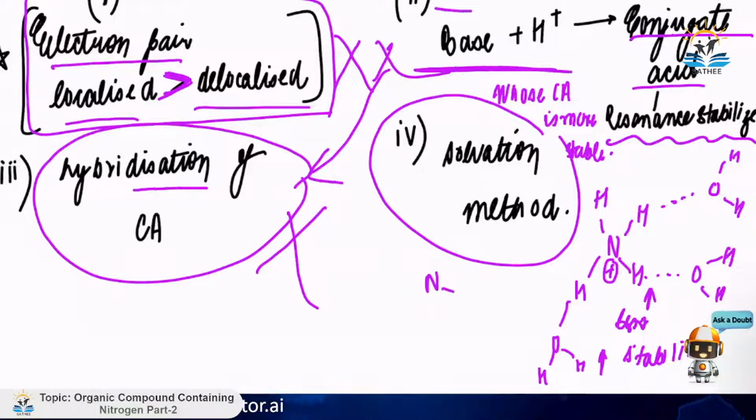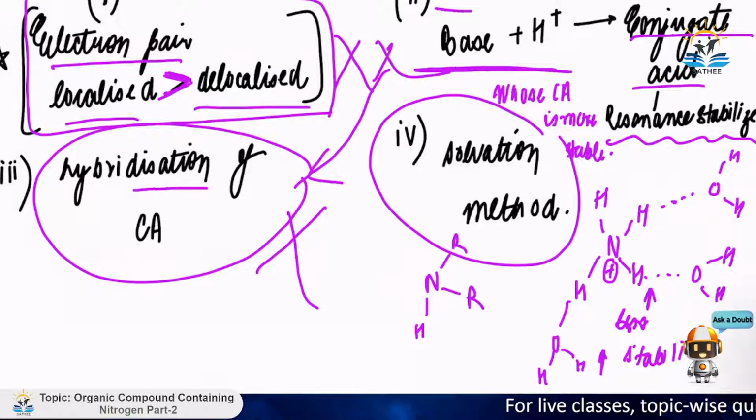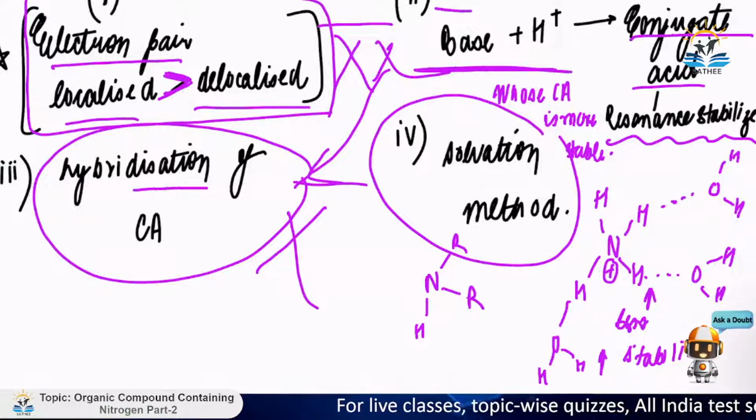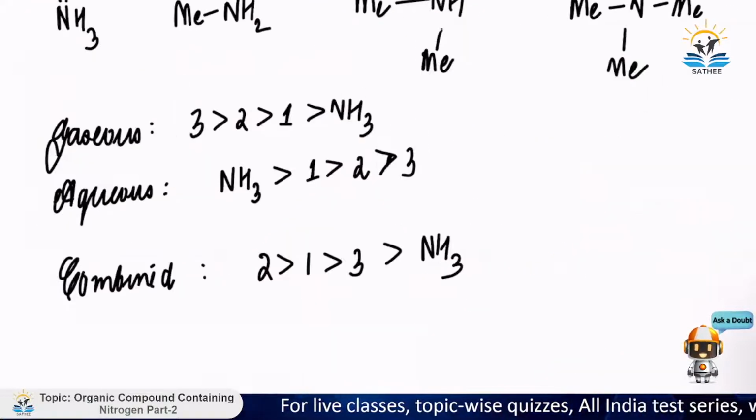But if we replace hydrogen by alkyl groups, then the solvation will decrease. That means stability will also decrease. So this is how we will determine in cases of solvation. So these are the 4 steps that we have to follow in case of determining the basic strength. So we will solve some.